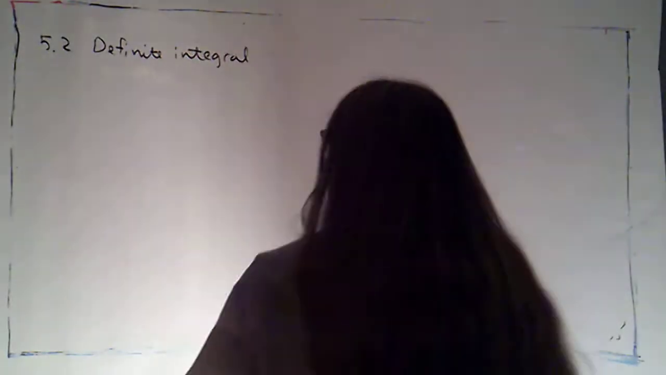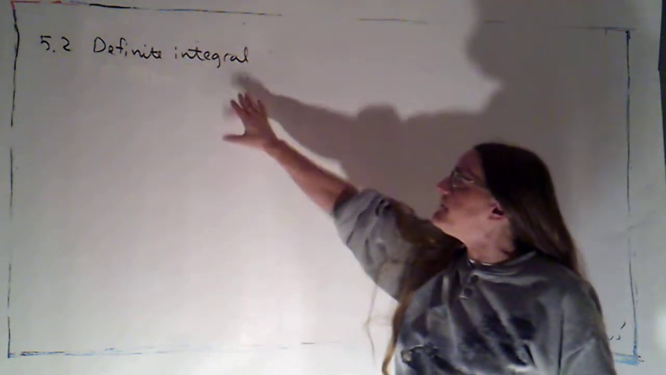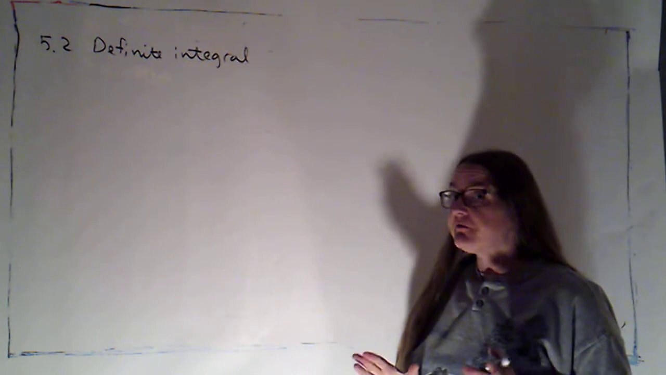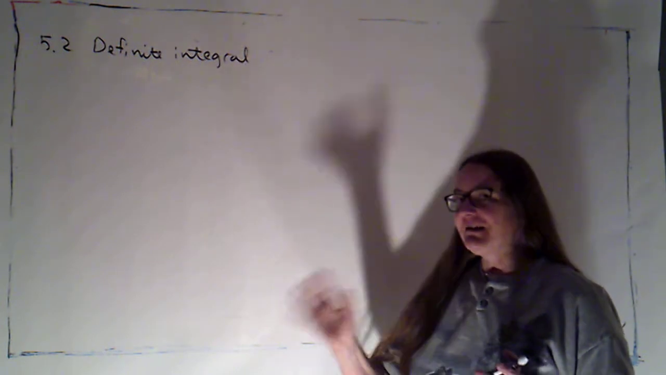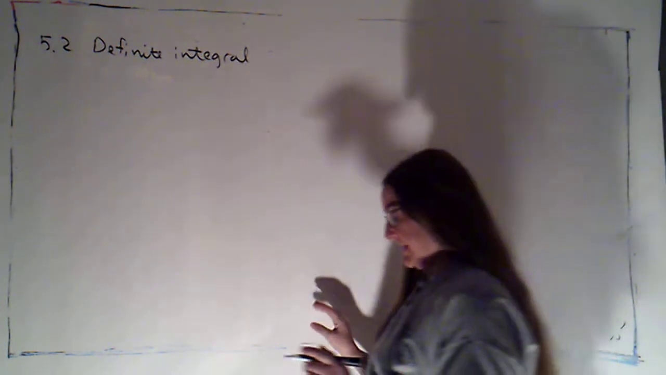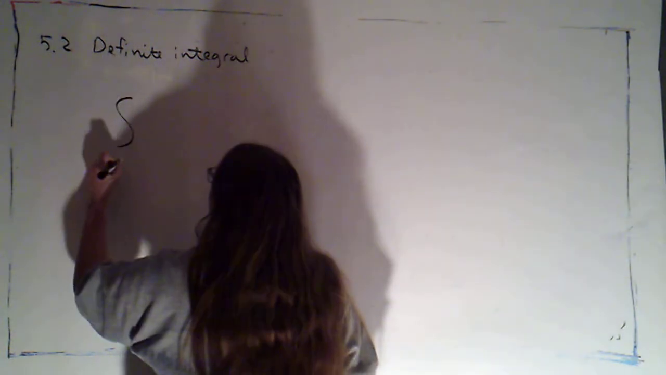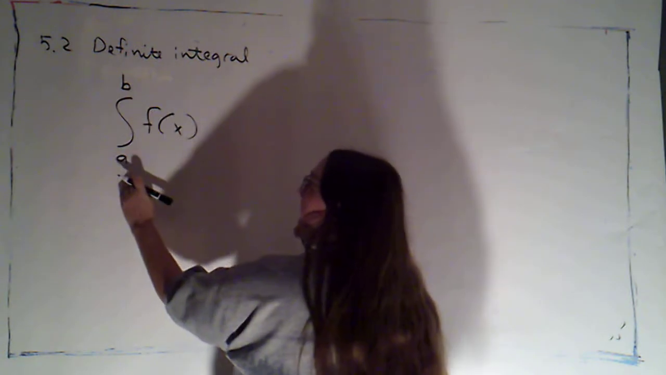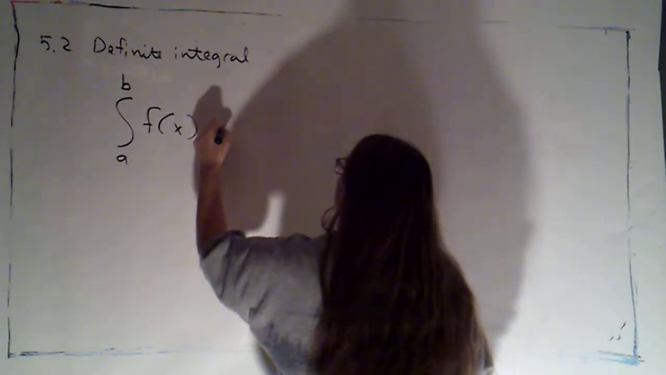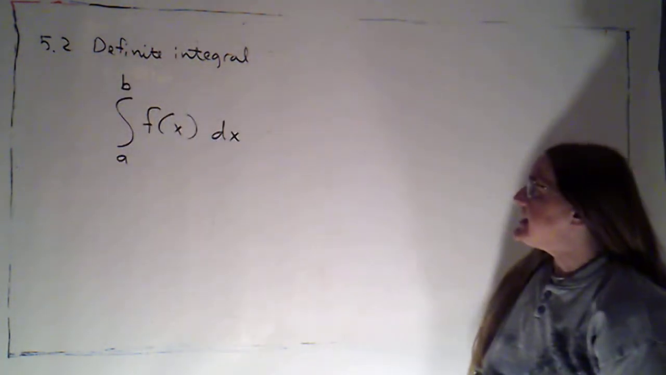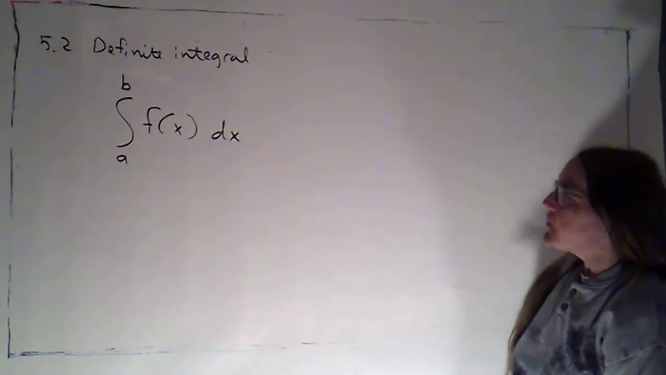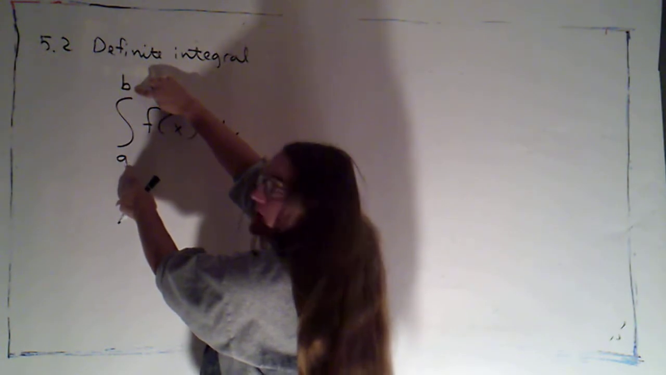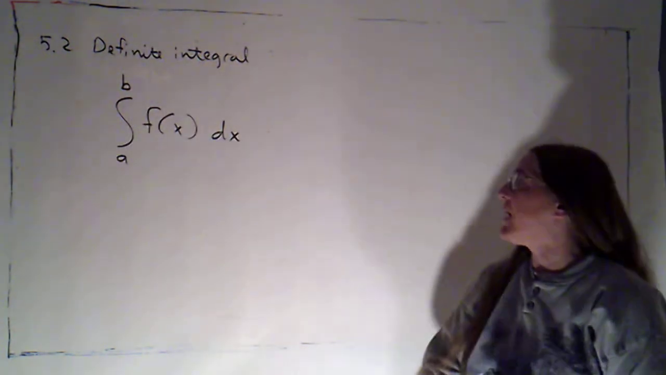Okay, in section 5.2, we're going to define something called the definite integral. Now, the notation is going to look very similar to what we saw in 4.9 for the indefinite integral. I'm going to be looking at something that looks like this: the integral from a to b of f of x dx. The difference is that I'm going to have these numbers here that essentially correspond to the endpoints of my interval.